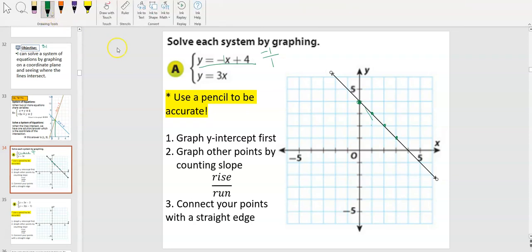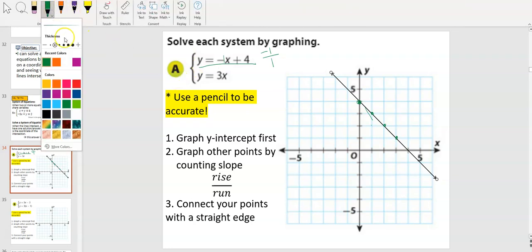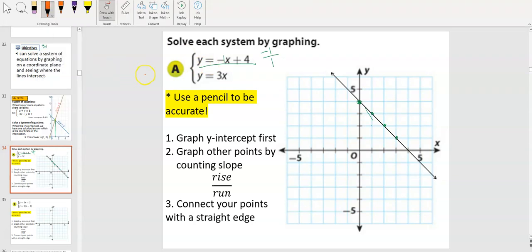Okay, my second line that I'm going to graph is going to be this line right here. This line does not have a y-intercept listed, which means our y-intercept is 0. So I'm going to start at 0, and then I'm going to do my slope. This is 3 over 1. So I'm going to rise 3, 1, 2, 3, run 1. Rise 3, run 1. Remember that when you're graphing, we want to go up and to the right or down and to the right. We always want to go towards that right-hand side.